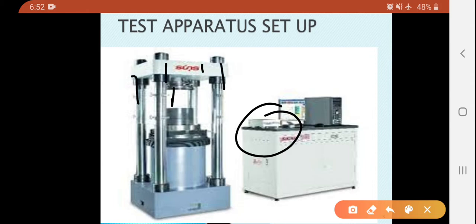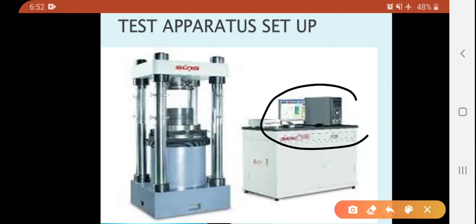After placing the mold, the block should come into contact, just touching the surface of the mold. After it touches, we apply the load, so that the specimen will be subjected to compression. So this is the test procedure.